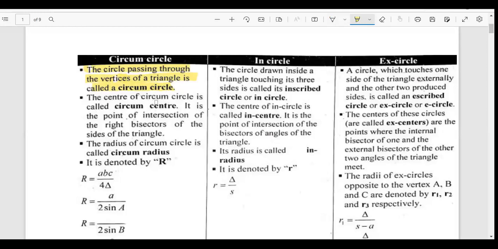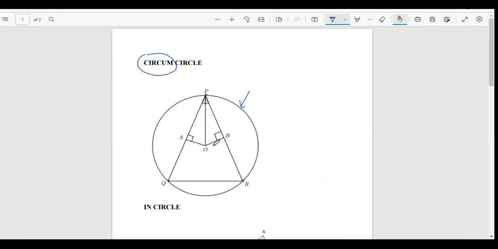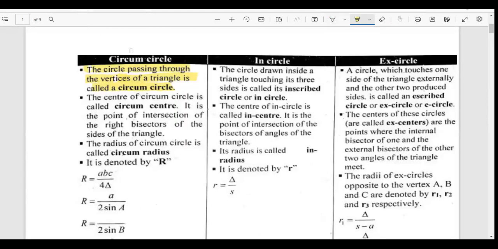The center of the circumcircle is called the circumcenter. अब इस सर्कल का जो भी सेंटर होगा, जैसे ये O है, इसको आप circumcenter कहते हैं. It is the point of intersection of the right bisectors of the sides of the triangle. I'll explain this, do not worry. The radius of the circumcircle is called circumradius. And okay, अच्छा, कुछ चीजें जो याद रखने वाली. ठीक है, कि circumcircle, incircle और excircle में differences क्या है.